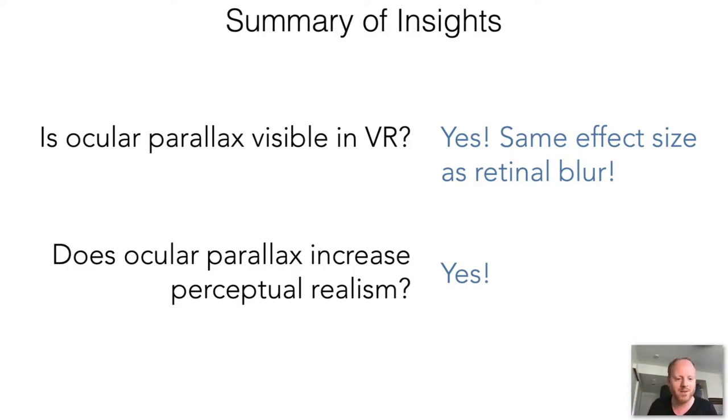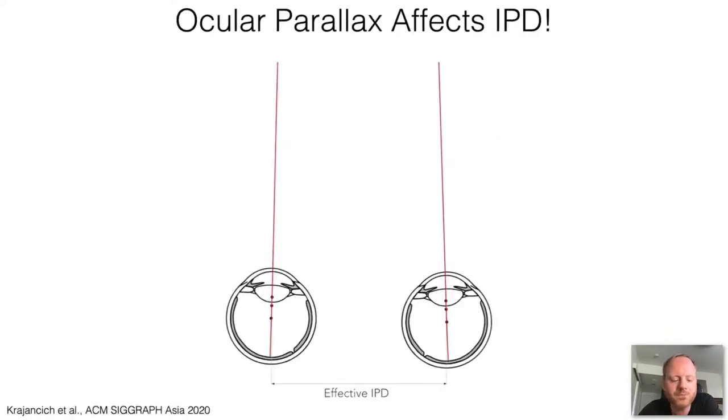Does ocular parallax increase perceptual realism if you render it in? Yes, it can if the eye tracker is good. It's actually interesting that there is a lot of redundancy built into the human visual system. So even if there's some amount of latency, you'll perceive it, but it can still increase the perceptual realism. It is actually an interesting effect.